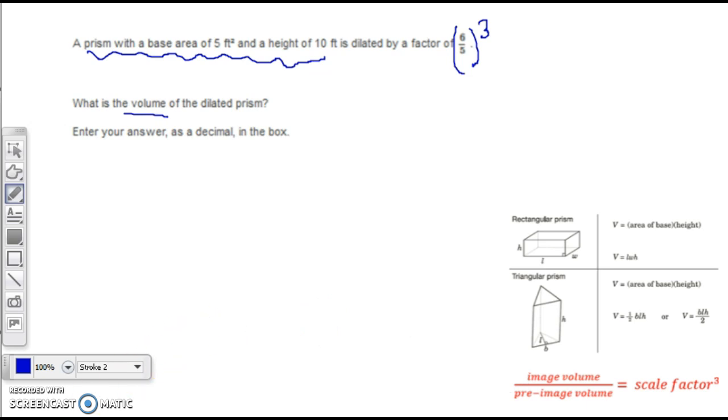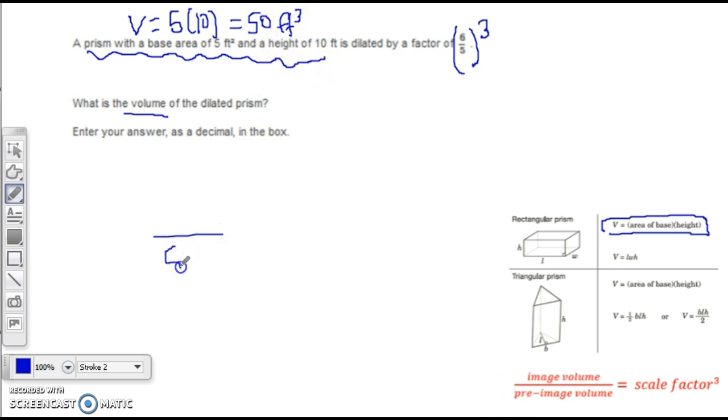I need to figure that out. So I'm going to go ahead and multiply. When I multiply to get volume, I'm going to do area of the base times the height. So for my volume down here, my area of the base is 5, my height is 10. So my volume equals 50 feet cubed. Now that I have my pre-image volume, I can plug it into my formula. Pre-image, we don't know the image, and we know it has to equal 6/5 cubed.